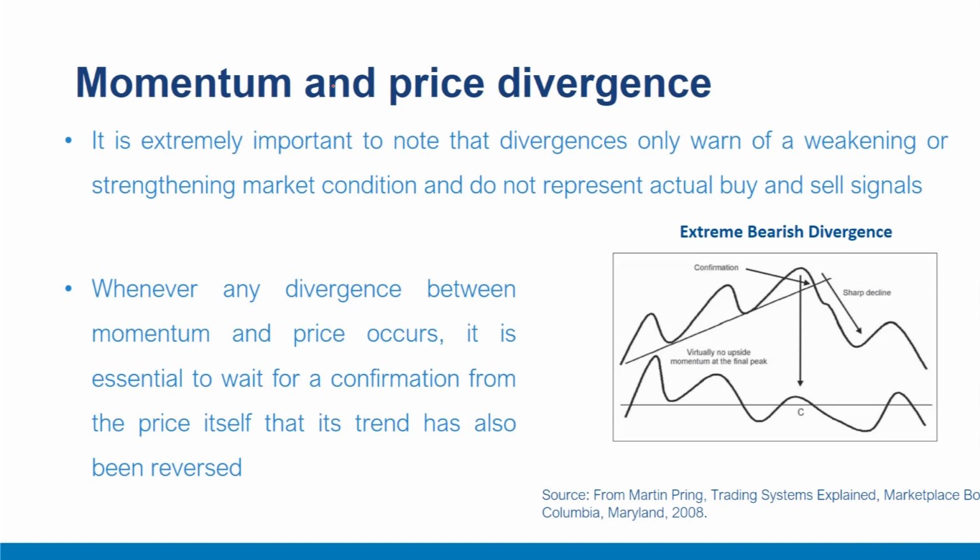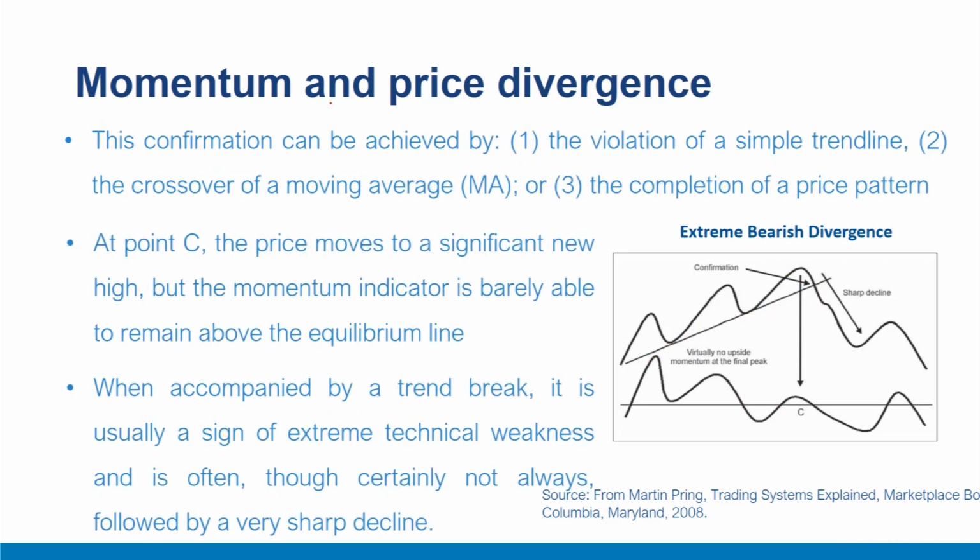Whenever any divergence between momentum and price occurs, it is essential to wait for some confirmation from the price itself that the trend has been reversed. For example, here, notice there is an upward price movement, but the momentum oscillator does not agree here. So the oscillator is going down, which indicates a negative divergence and some kind of trend reversal may happen, which is further confirmed by this trend line break here. So there is confirmatory evidence, after which indeed prices fall and the trend is reversed. For such confirmations, as we discussed earlier, we can look at the violation of a simple trend line, the crossover of a moving average, MA, or the completion of a price pattern, as we can see here in the figure.